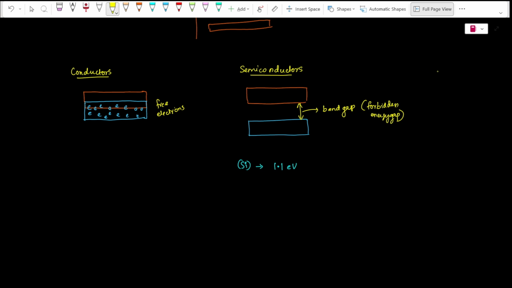Similarly, we have conductors, semiconductors, and insulators. Now, insulators, the same story, but the difference is this band gap is very high. So it requires a tremendous amount of energy to excite an electron from the valence band to the conduction band. So it's nearly impossible. I can't use the word impossible, but this gap is very high. You need to supply a huge amount of energy.